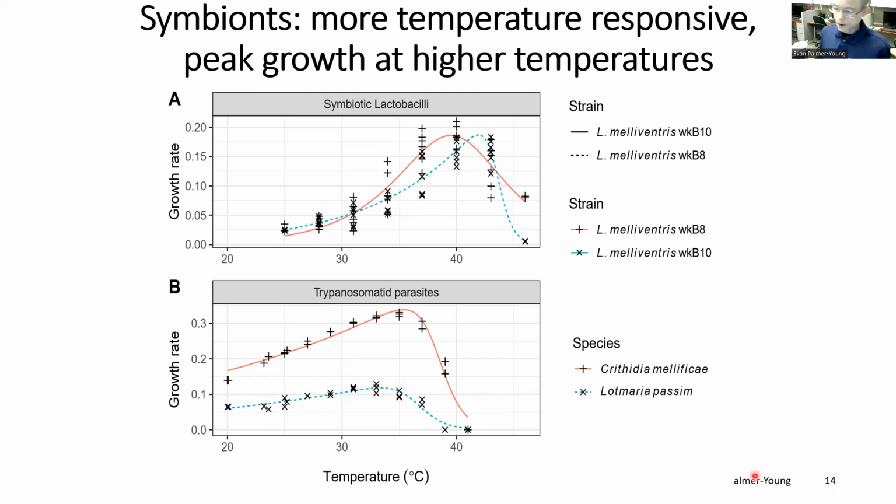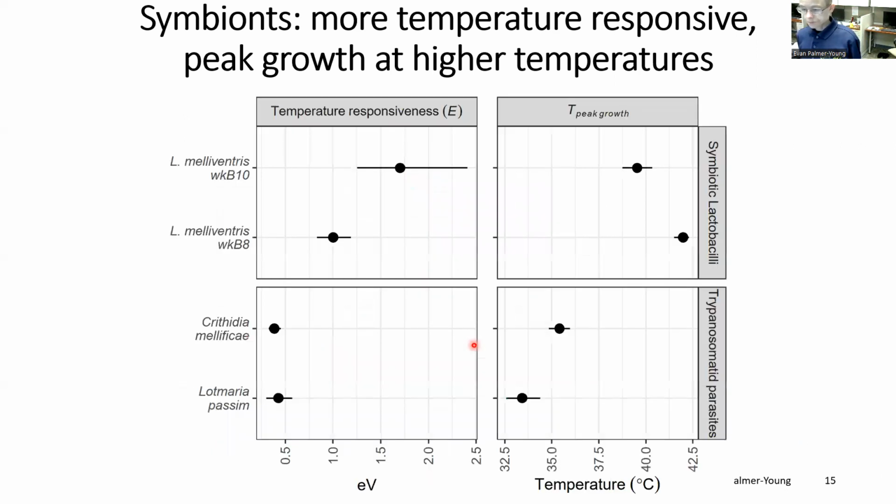Growth rates also peaked at higher temperatures in the symbionts relative to the parasites, up around 40 degrees Celsius versus 35 degrees or so in the parasites. This graph shows some of the traits estimated from the curves on the previous slide. The symbionts had greater responsiveness of growth to temperature, as indicated by their more steeply sloped thermal performance curves in that previous graph, and higher temperatures of peak growth rate, especially in comparison to the more common trypanosomatid, Lotmaria, which had a peak growth rate some 6 degrees Celsius lower than that of the lactobacilli.